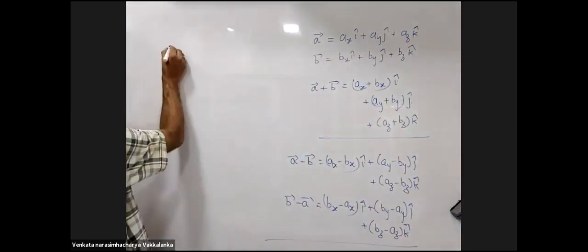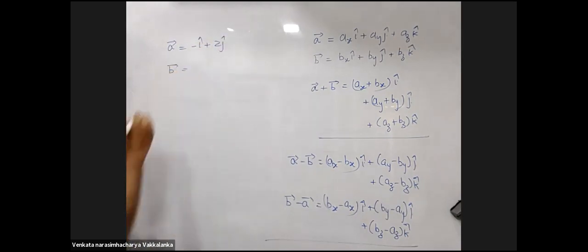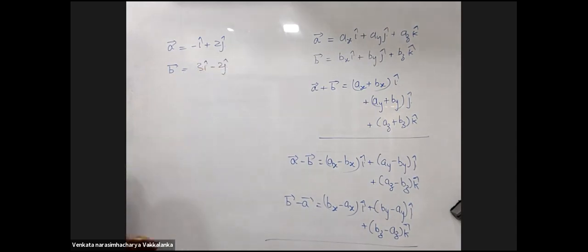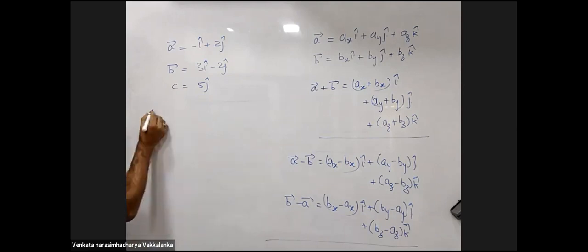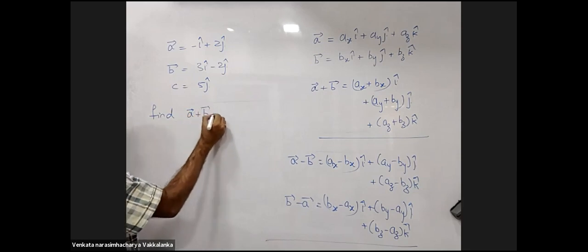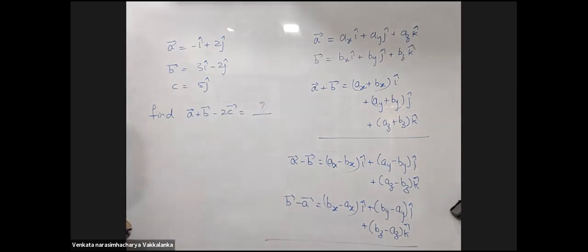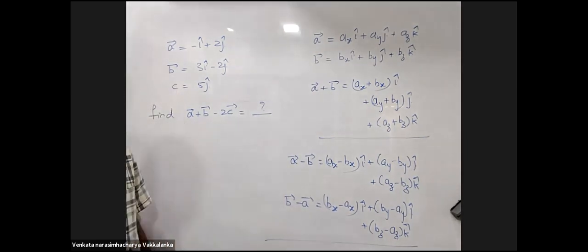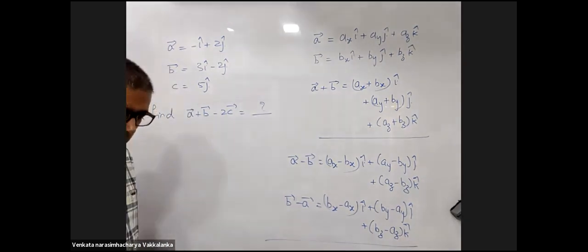I give you a vector A as minus i cap plus 2j cap. B is given as 3i cap minus 2j cap. C is given as 5j cap. Find the value of A plus B minus 2C. First you will try and then I solve, or should I discuss? Sir, we'll solve. Okay, I'm waiting.